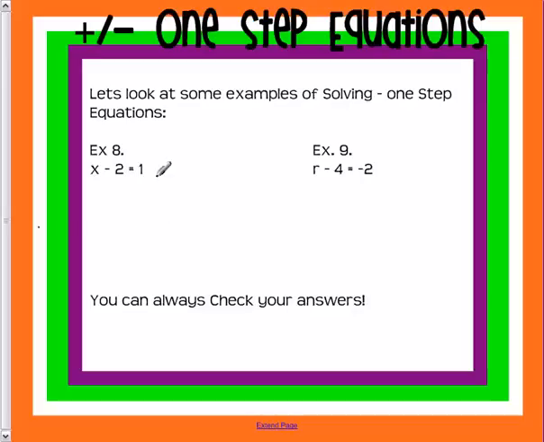Okay, let's look at these two examples. X minus 2 equals 1, and R minus 4 equaling negative 2. Go ahead and try those, and then I'll be back in just a second to show you the answers. Okay, so the first step is to figure out what the inverse of a negative 2 is. It's a positive 2. So x equaling 3. 3 minus 2 equals 1, so we know it checks.